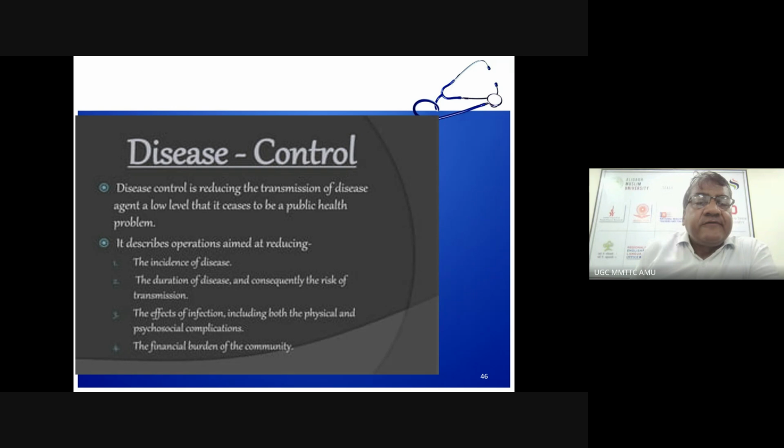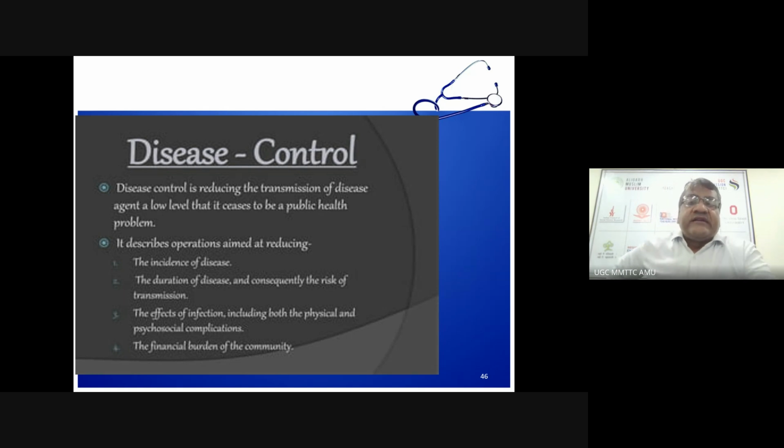Disease control क्या चीज है? This is the definition: reducing the transmission of disease agent to a low level that it ceases to be a public health problem. It describes operations aimed at reducing the incidence of disease, duration of disease, and consequently the risk of transmission, effect of infection, including both the physical and psychosocial complications, and the financial burden of the community.